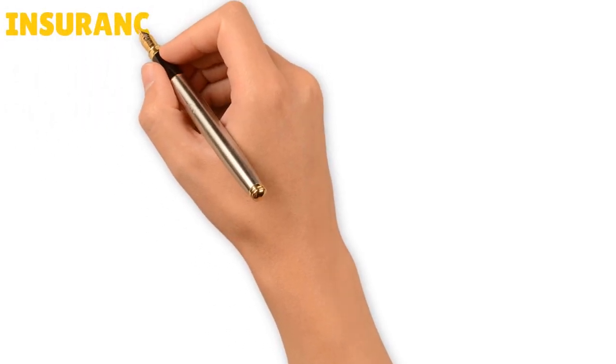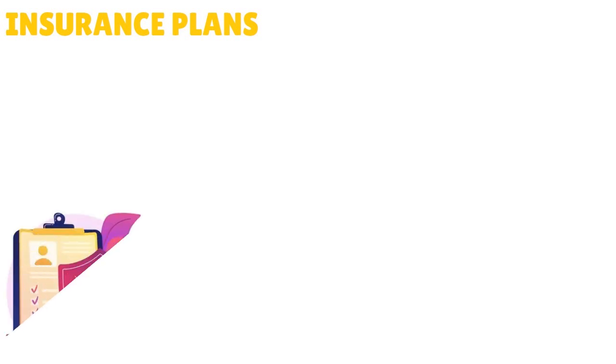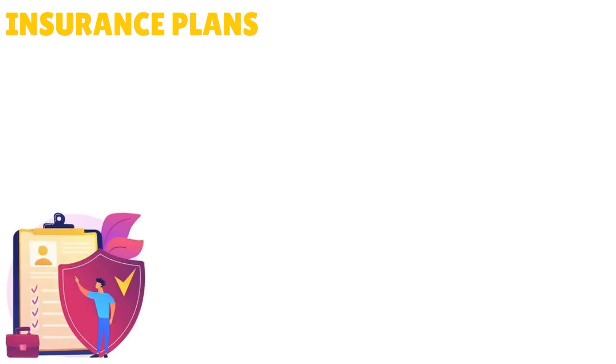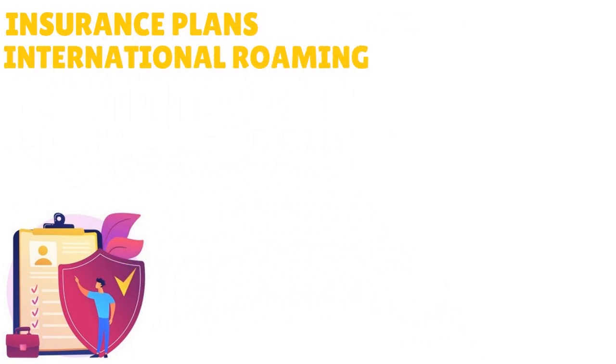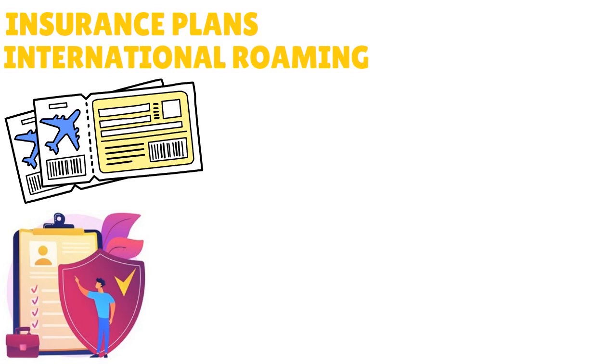You also have insurance plans. So evaluate whether you need insurance coverage for your phone in the first place. And you also have international roaming. If you rarely travel internationally, you may not need international roaming features. Removing or temporarily disabling this feature can prevent unnecessary charges. Instead, consider adding international features only when you plan to travel.